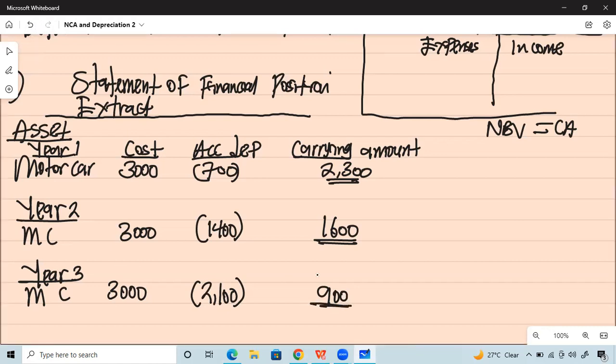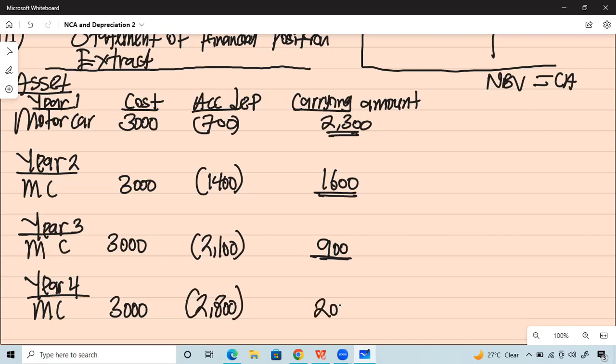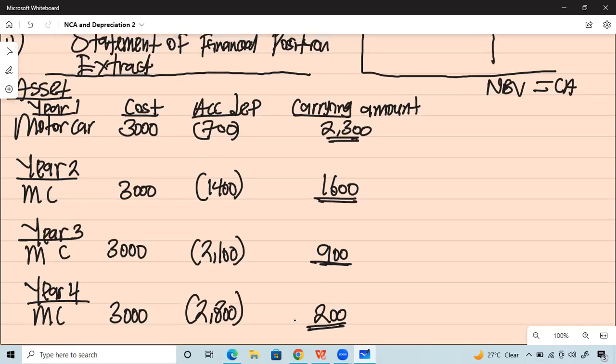Then we go to the final year now, year four. In year four, the motor car is 3,000. Then the depreciation is 2,1 plus this, you have 2,8. So you can see you have 200 now at the end of the year. This 200, we have it already in the question.